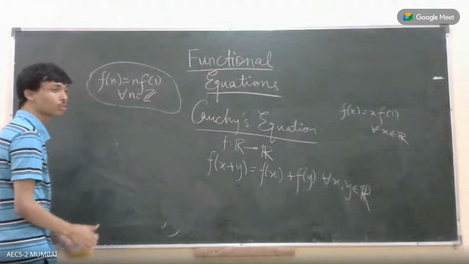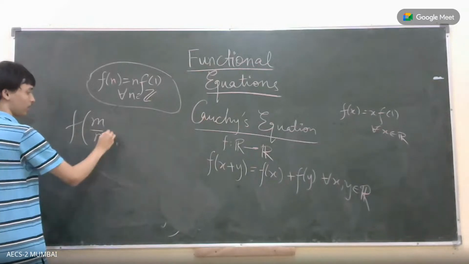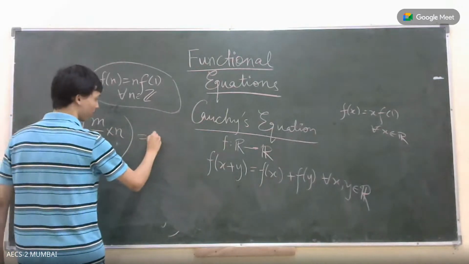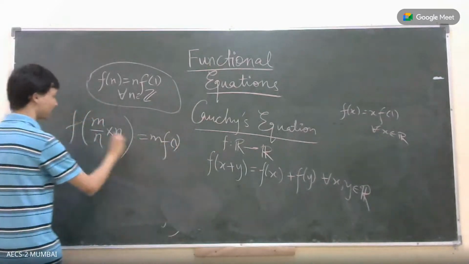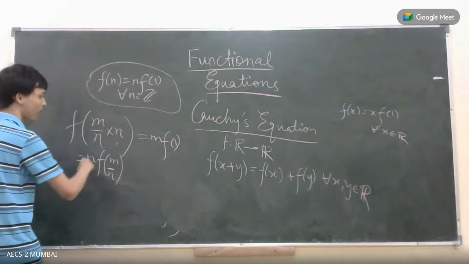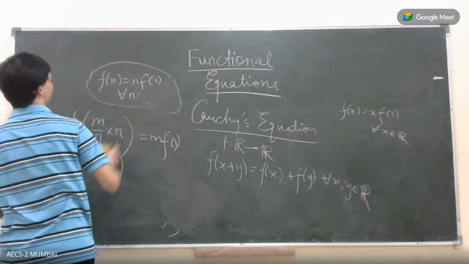For a general rational number, what will you do? f of n by n, multiplied by n, is f of n, which is n f of 1. At the same time, this is n f of n by n. f of n by n is n by n times f of 1. Very good.